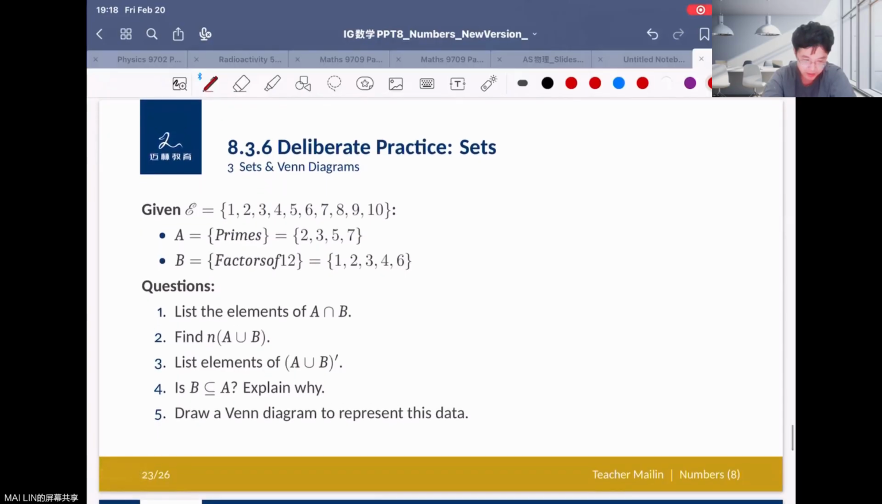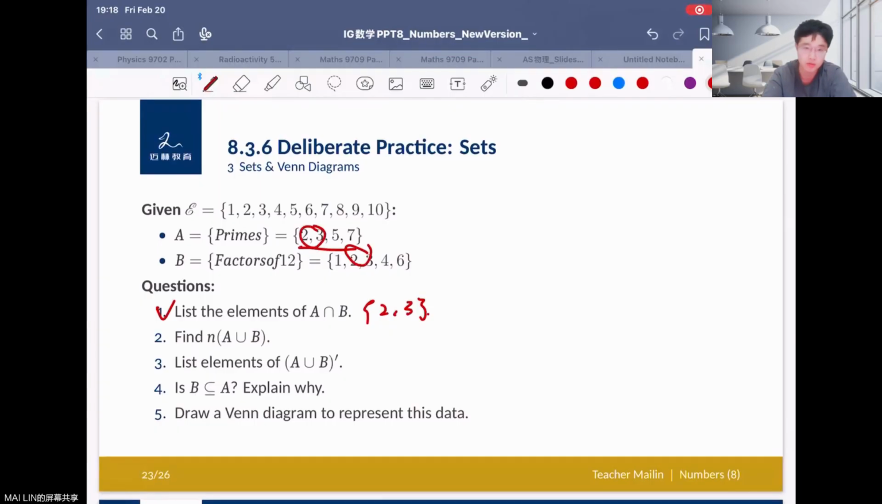And here's an exercise for you, giving 1, 2, 3, 4, 5 to 10, and we know that A means primes, so primes are 2, 3, 5, 7. And B means factors of 12, and here we can write down 1, 2, 3, 4, 6. Okay, so the first question is to list the elements of A and B, right? So we have to find the common numbers between A and B. You will find that maybe 2 and 3 are the common numbers, right? So we say that 2 and 3 are the elements of A and B, right?